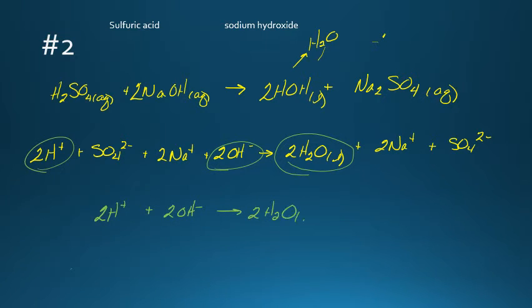Now you can't just leave it like that, because there's one more thing that you need to remember to do, and that's reduce it. All these 2's are reducible. Good news, this is the net ionic equation for all reactions involving a strong acid and a strong base.